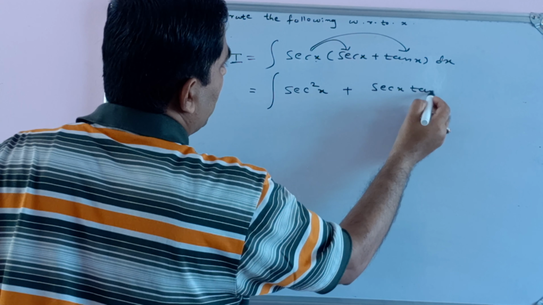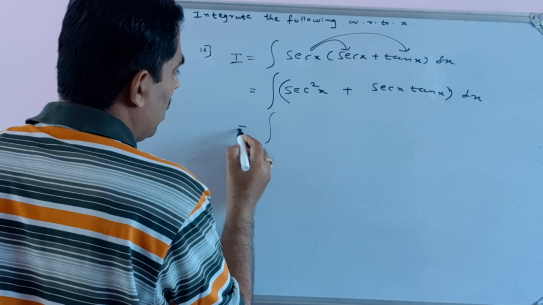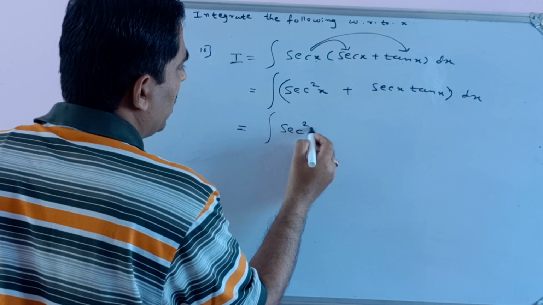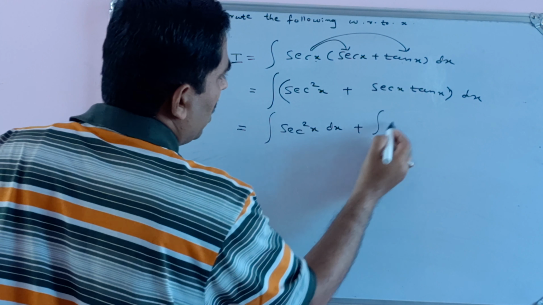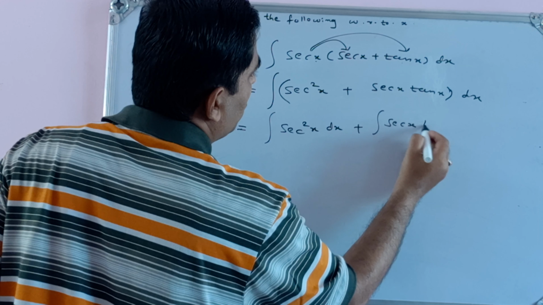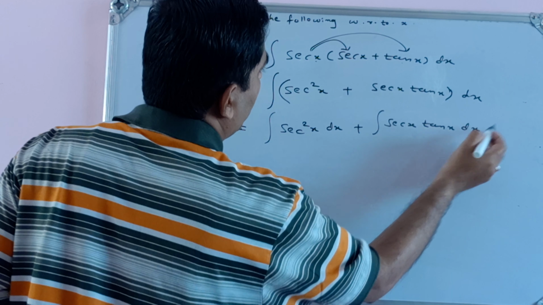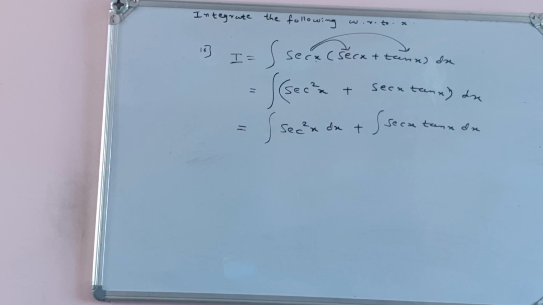Now this is the first term, this is the second term. So integrate separately by basic rules. So integration of secant square x with respect to x plus integration of the second term, secant x into tan x with respect to x. Now you think of the formula which we have listed yesterday.